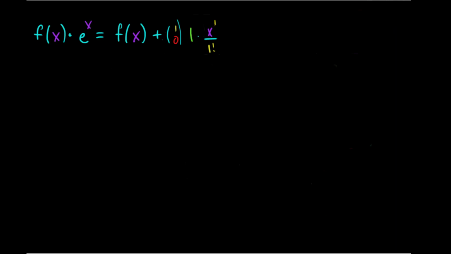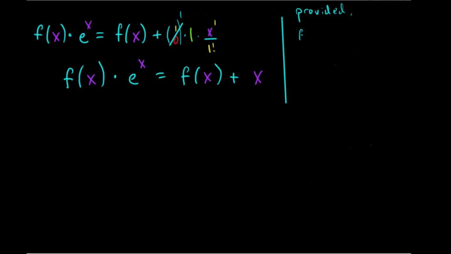Well, if that is the case, then all we have left of this equation is f of x times e to the x equals f of x plus 1 choose 0, which just equals 1, times x to the first over 1 factorial. So we just get f of x times e to the x equals f of x plus x. Again, provided, and this is a very big provided, that fn of 0 equals b sub n. Now notice that we don't even know yet what f of x should equal, but we're about to figure it out, because we can solve this equation for f of x.